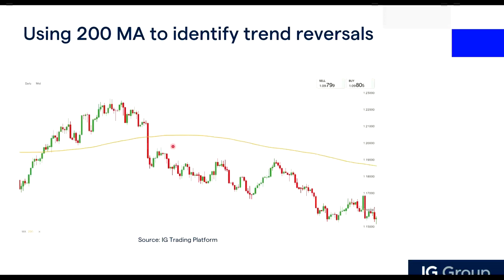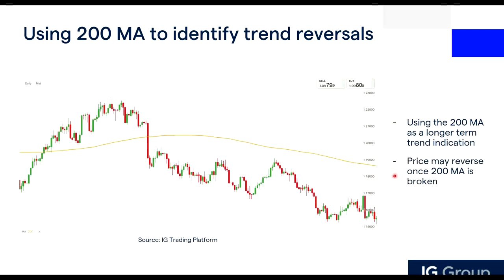Another indication here is that after using this 200 as a longer term trend indication, the price may reverse if this level is broken. So if the price breaks through the 200-day moving average, it's a potential sign of reversal as well. In that case, when prices break below, we are not trying to buy here. After it breaks below, the trend is not in an uptrend anymore. So it's a potential reversal, and now we are looking for short opportunities.